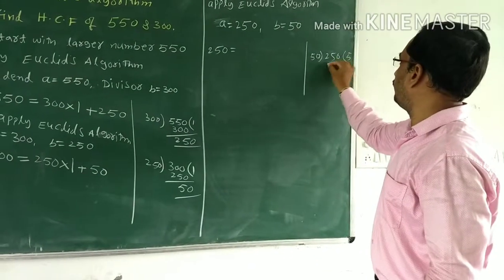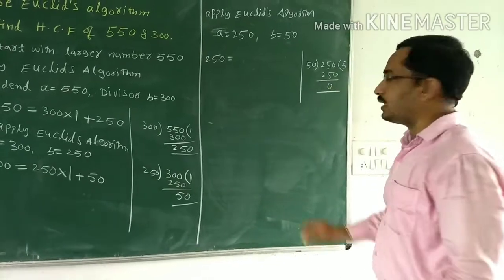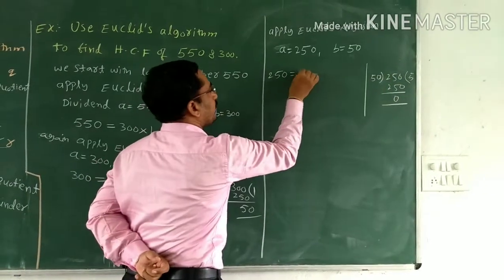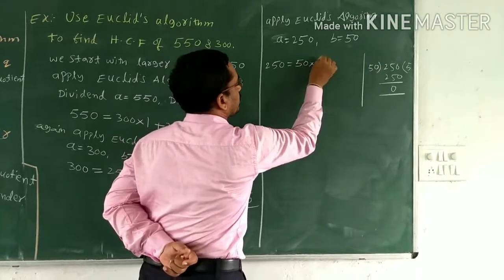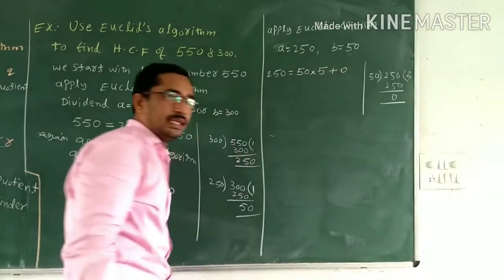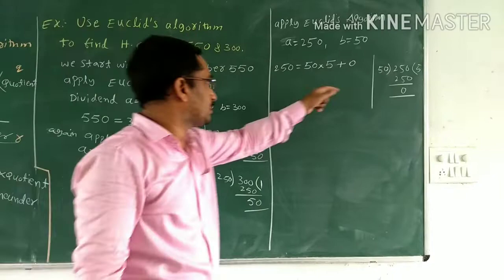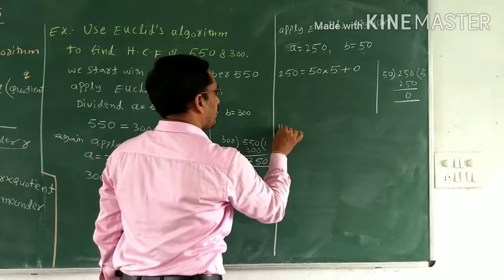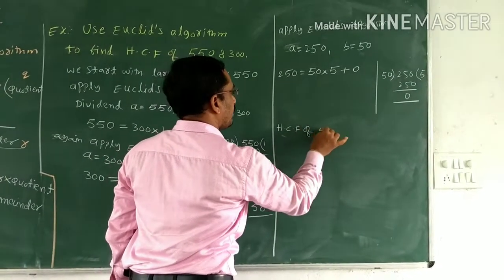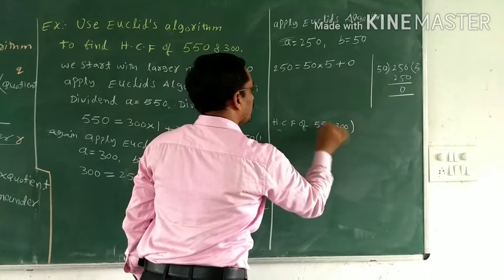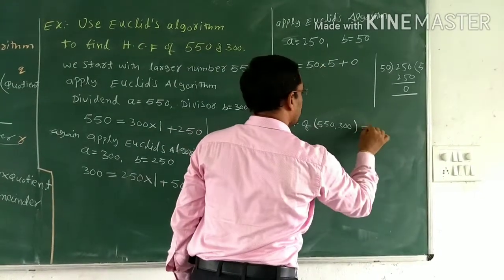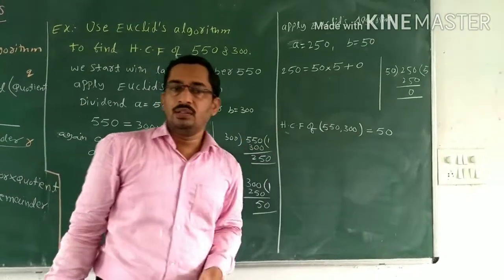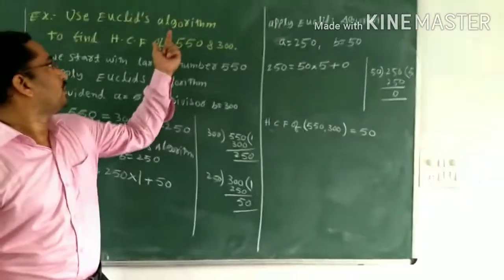50 fives are 250. The remainder is 0. Here we are getting the remainder 0. So 250 equals divisor 50 into quotient 5 plus remainder 0. The process is completed since at last we are getting remainder 0. Now we can write the HCF of 550 and 300 is equal to 50. Now we can solve the exercise first bit problems by using Euclid's algorithm.